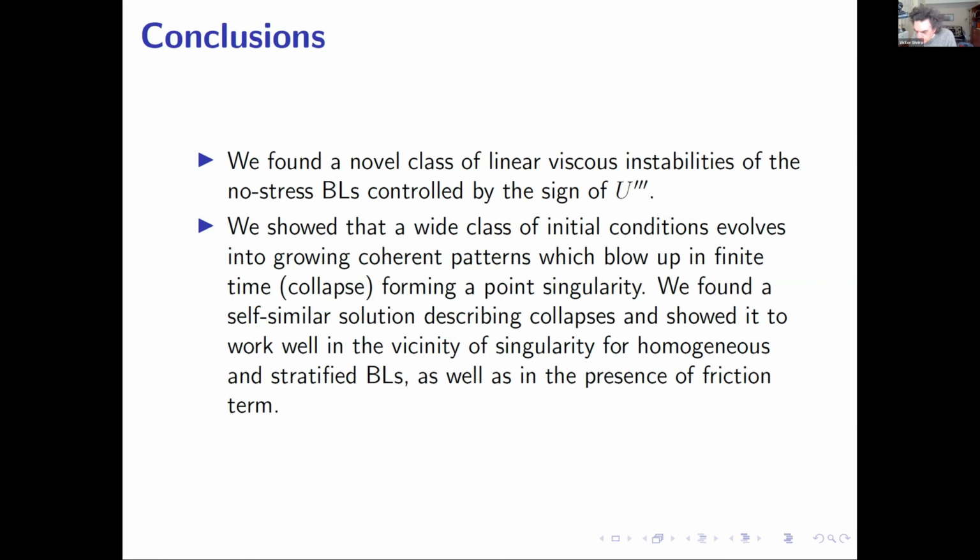So I'm coming to conclusions. We found a novel class, as far as we know, of linear viscous instabilities of no-stress boundary layers, controlled exclusively by the sign of U triple prime at the surface. We showed that a wide class of initial conditions evolves into growing coherent patterns, which blow up in finite time, collapse, forming a singularity. We found a self-similar solution describing these collapses and showed it to work well in the vicinity of the singularity, both for homogeneous and stratified boundary layers, as well as in the presence of friction.